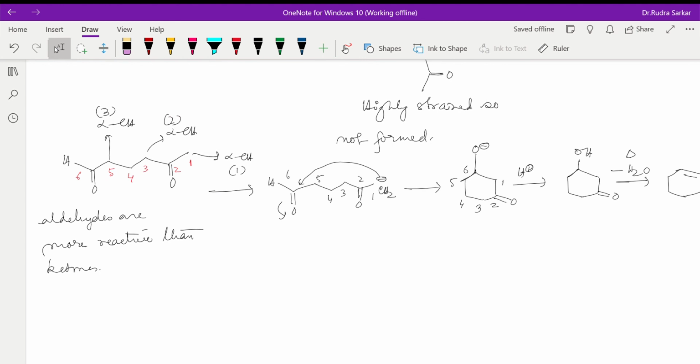Again, if I try to attack from here, this is 1, 2, 3, 4. Okay, so this is again going to give you not possible because highly strained ring. All right.